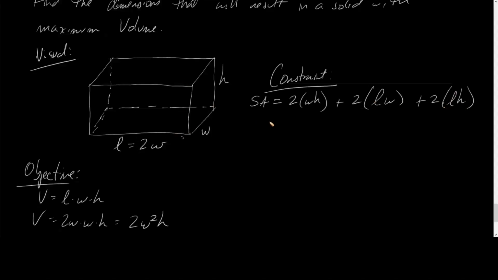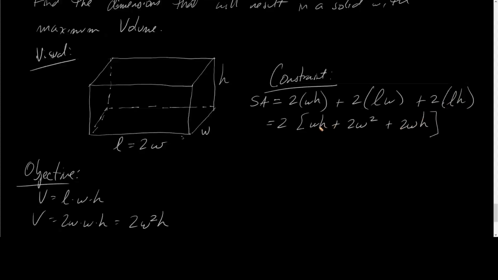Alright, let's rewrite this a little bit. They all have a 2, so I can factor out a 2. And I'm left with, well, what else do we have? We have that L is equal to twice W. So we have WH plus, I factor out this 2, L is twice W times W, and W squared, plus L was twice W, and then that times H.